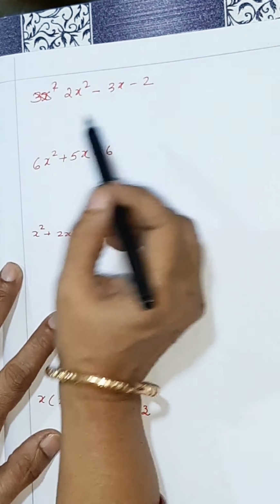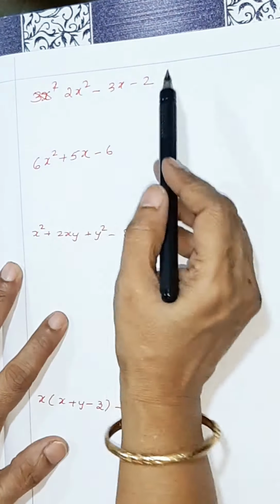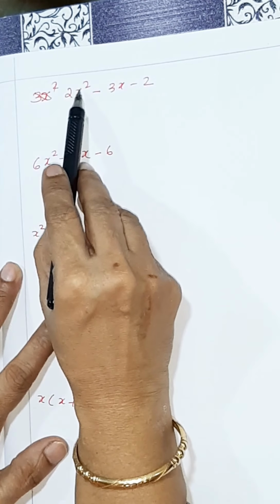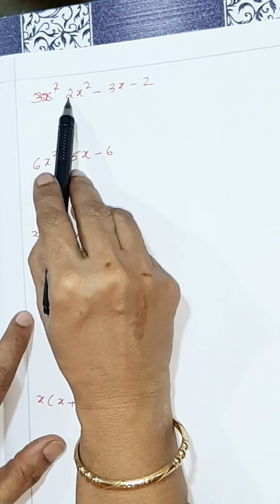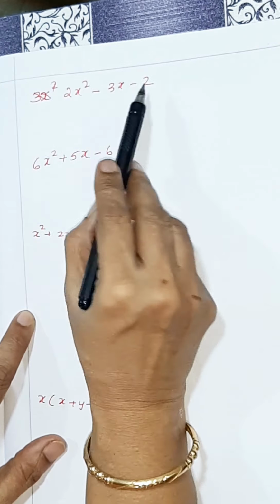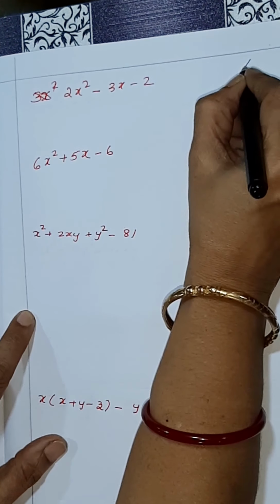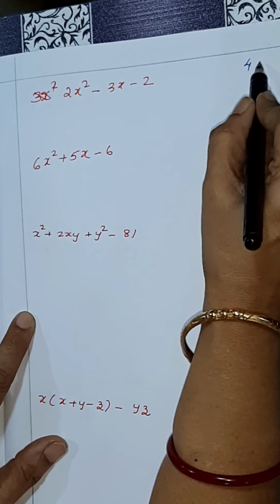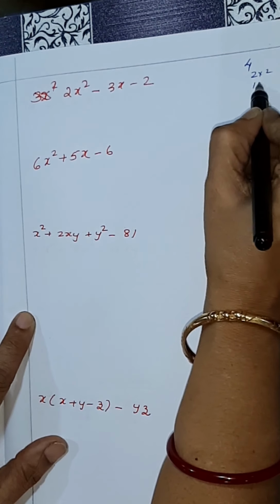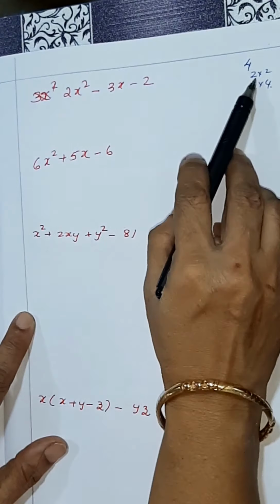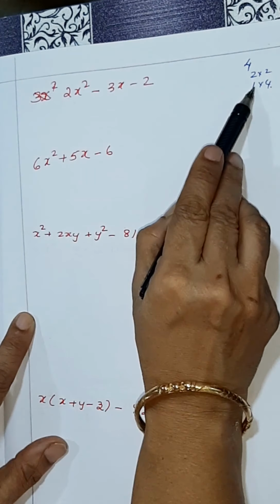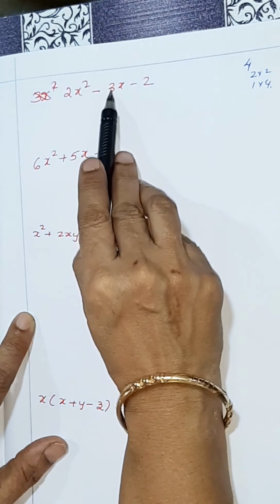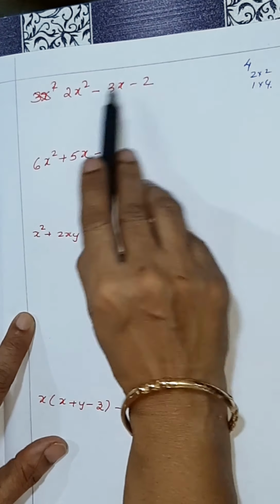So here we will be using the splitting of the middle term. Now for that we have to multiply the coefficient of x squared and the constant. So 2 into 2, 4. So for 4 you have to find the factors. It can be either 2 into 2 or 1 into 4. So you have to either subtract or add so that you get this value 3. So 4 and 1 you will get 3.